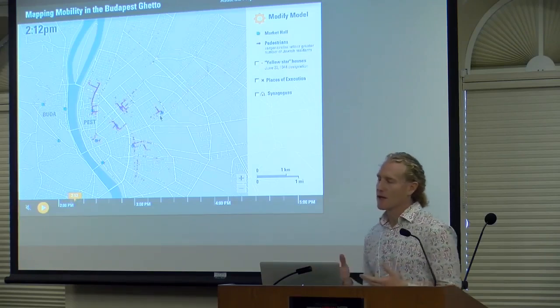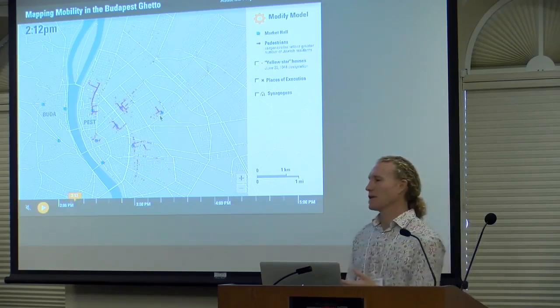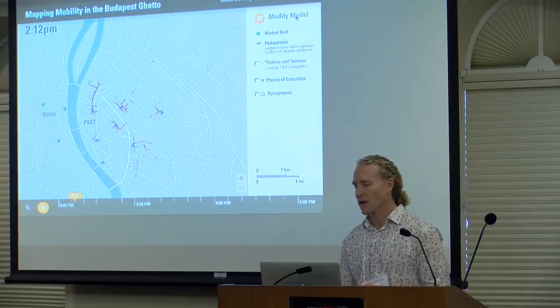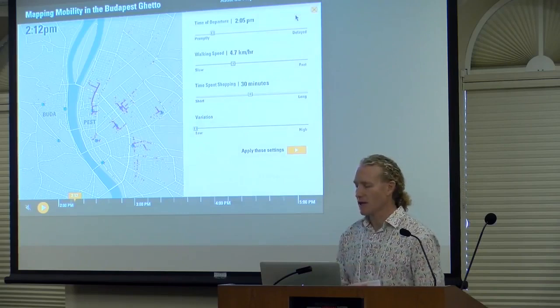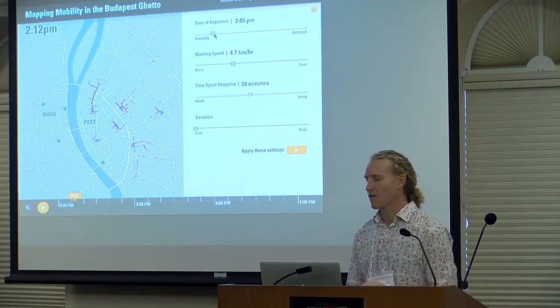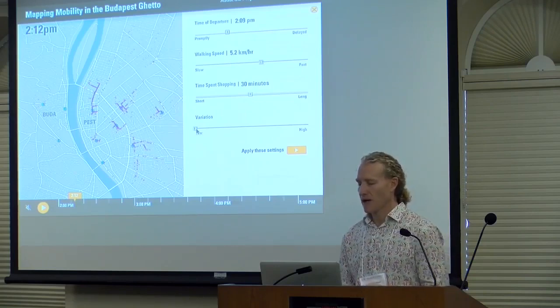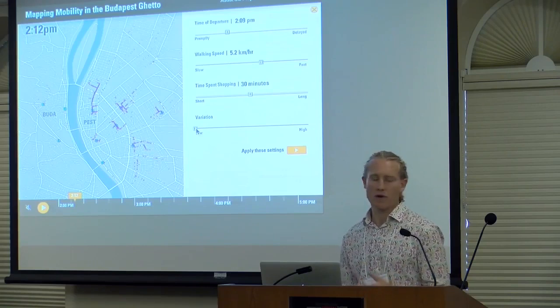And because we want this tool to be less definitive and truth-seeking, we really encourage people to modify the simulation. So being able to modify what time of day they departed, being able to change walking speeds, the amount of time they spent shopping, and also the variation, which is an important dimension here.